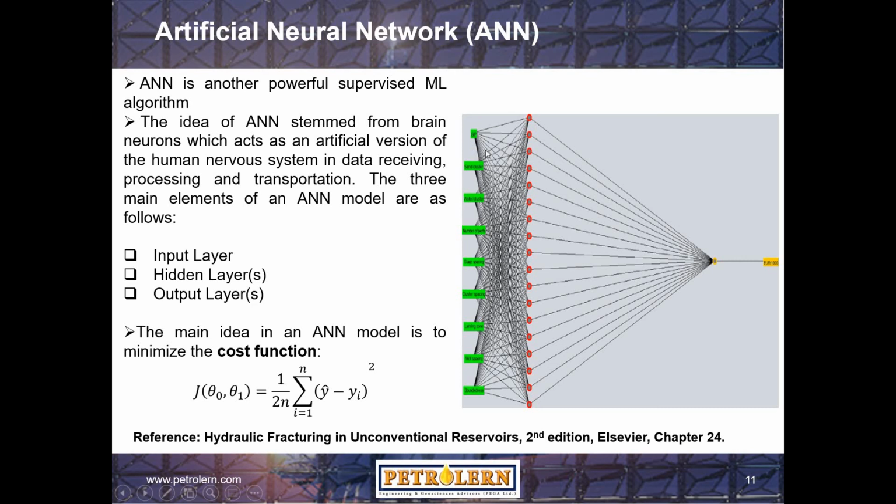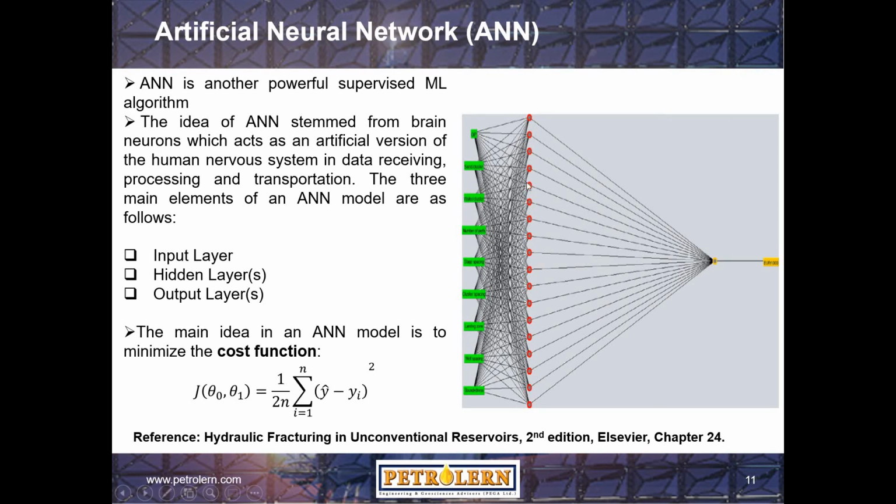But let's look at this figure. In this case, I have my gas in place, I have my water per foot, I have my sand per foot, I have my cluster spacing, all of these features that I have chosen to be included in this model as my input features, okay? And then I have one hidden layer here. In ANN, you could have multiple hidden layers, one, two, depending on the complexity of your problem.